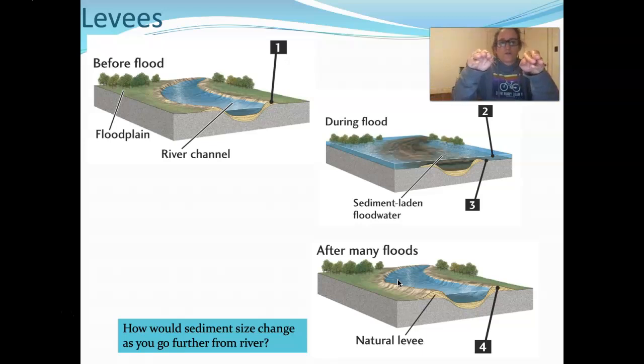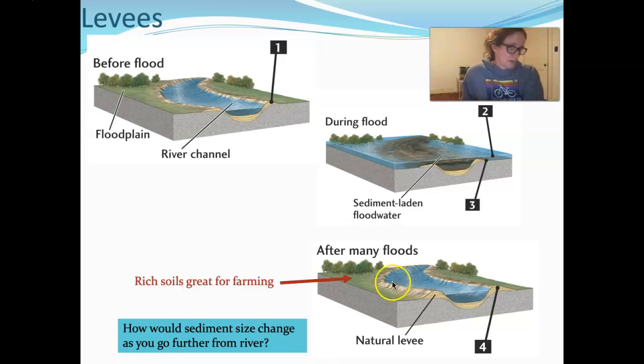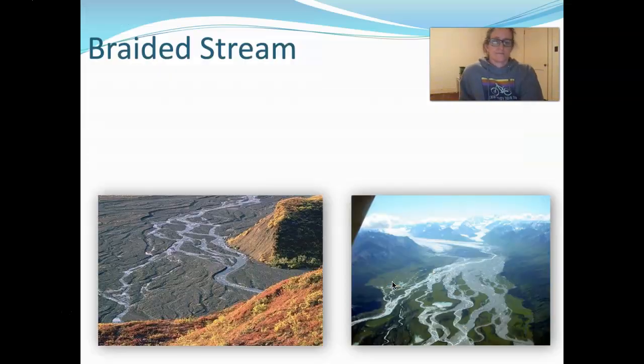So here's the stream channel. It's going to grow and grow with the levees on either side of the channel and become like ridges that parallel the stream channel after many floods. So they are natural levees. Also left behind from that flooding are the rich, nutrient-rich, organic-rich soils of the floodplain.